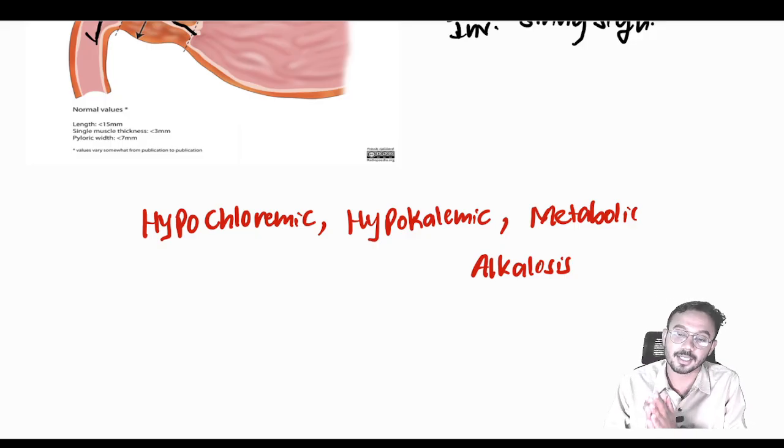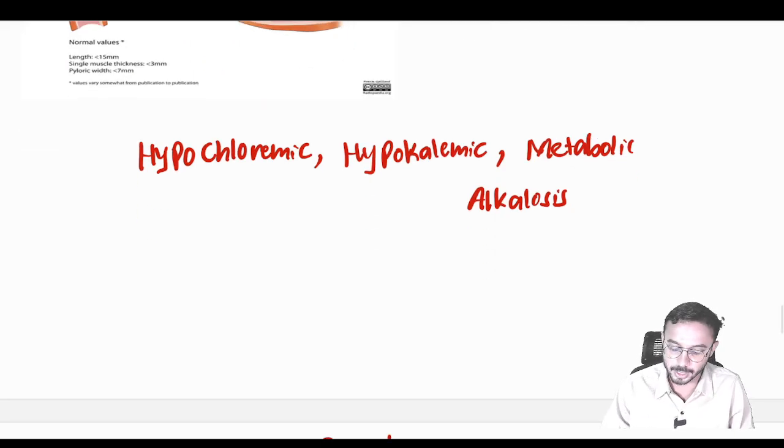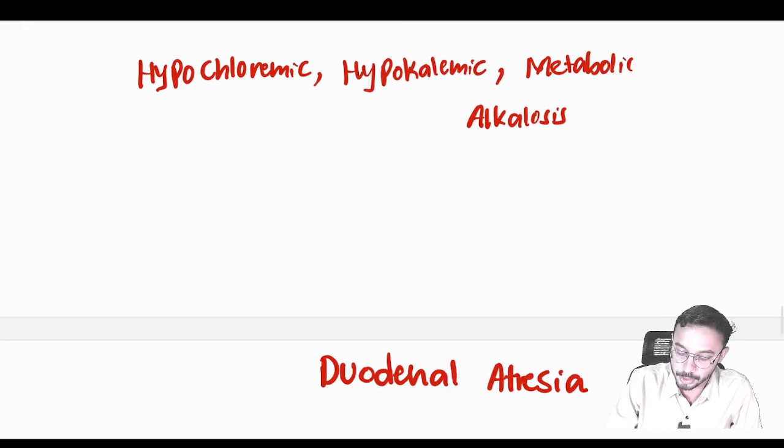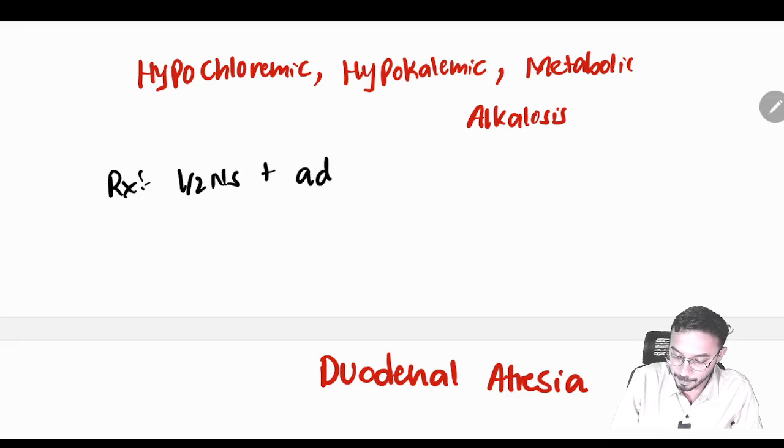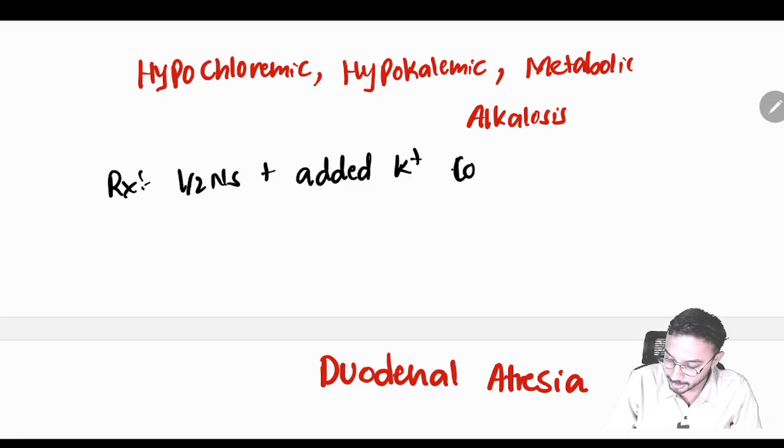Think about congenital hypertrophic pyloric stenosis. A lot of times this question has been asked: hypochloremic, hypokalemic, metabolic alkalosis. Why is it occurring? Vomiting leads to loss of chlorine, loss of potassium, and loss of acid. That is metabolic alkalosis. So how do you treat? With half normal saline, and if hypokalemia, add potassium, or you can give Ringer lactate also.